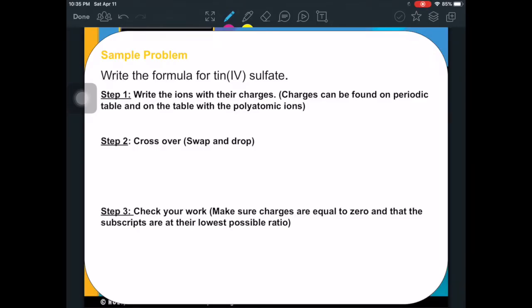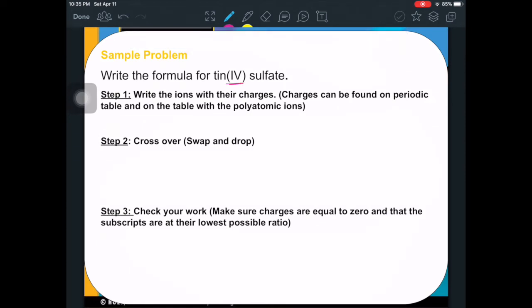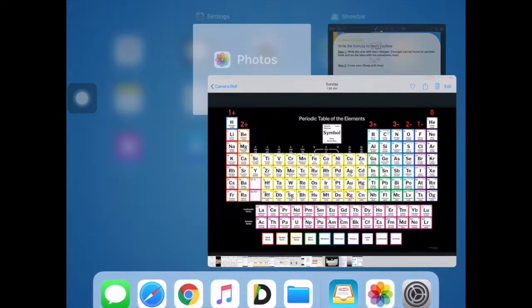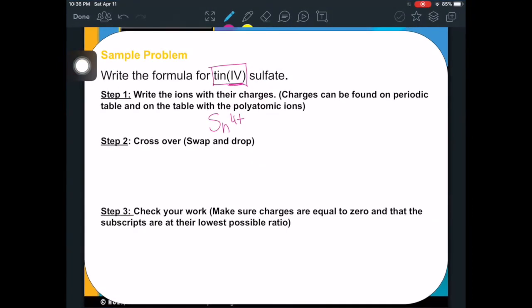Okay, so let's try this example right here. Tin 4 sulfate. Now, you guys remember from when we were talking about the stock system that when we get Roman numerals, that means that this particular cation has a possibility to have more than one type of charge. This is why the charge is just given to us. So we got lucky here. Sn 4+. If you're wondering where I got Sn from, you can just go here and you'll find tin down here, which has a symbol of Sn. The charge is given to us, so we already know.